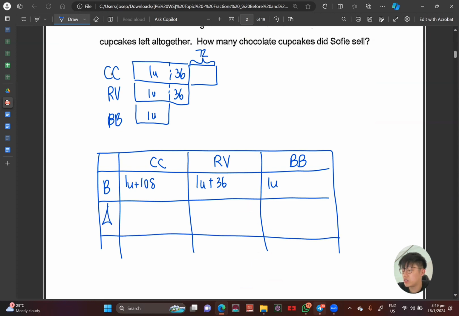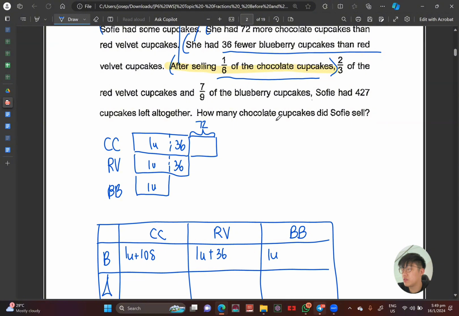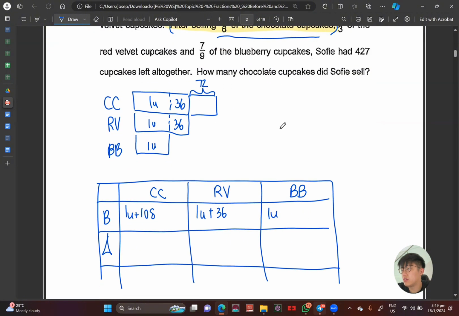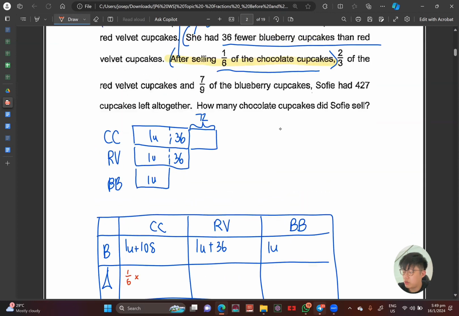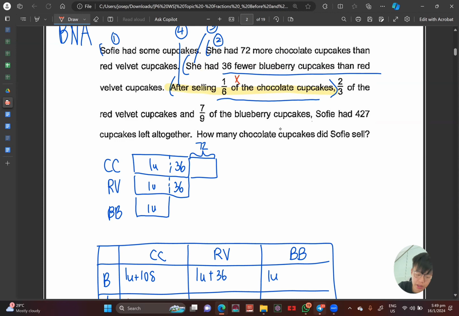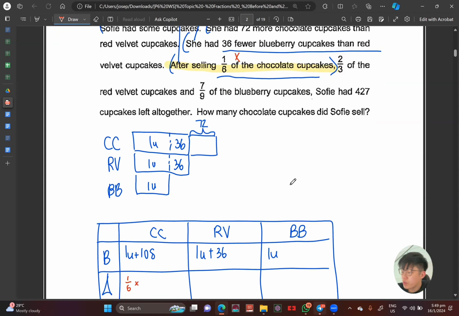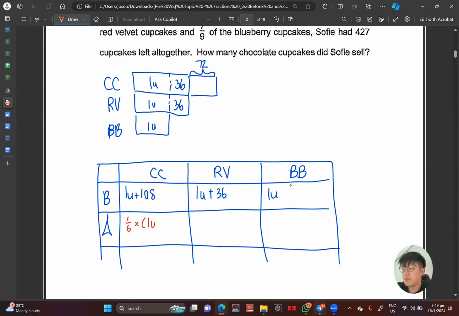So you can see that the change over here, it says 1/6 of the chocolate cupcakes. So what does it mean to say 1/6 of the chocolate cupcakes? 1/6 of means I multiply. The word of over here means I have to multiply, right? So 1/6 times what? Times 1 unit plus 108. Okay, so that's the first thing that you want to do. Okay, so once you're done with this, all right, make sure you learn how to do the rainbow method. Okay, so your rainbow method basically is this times this, then this times this.